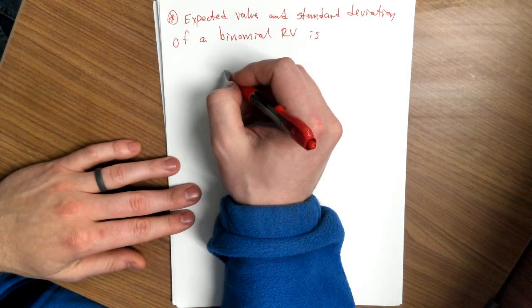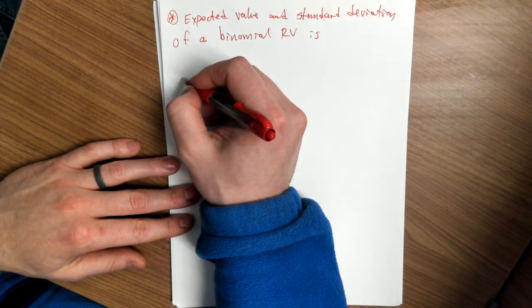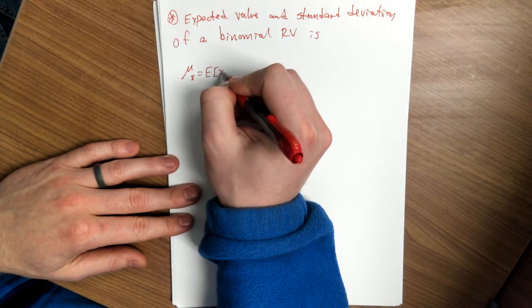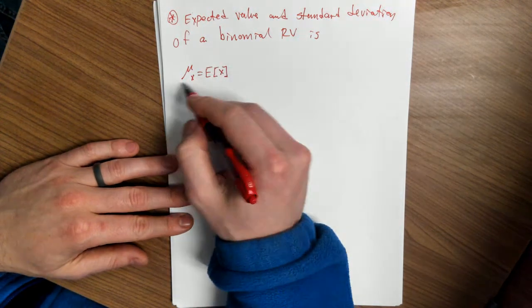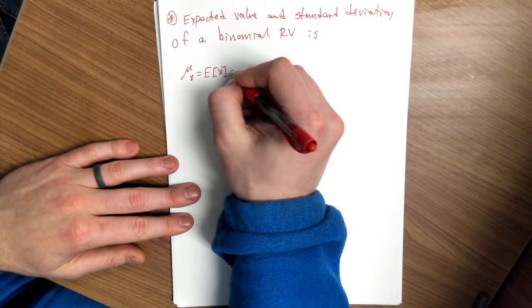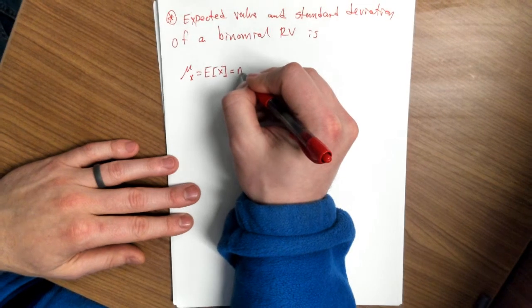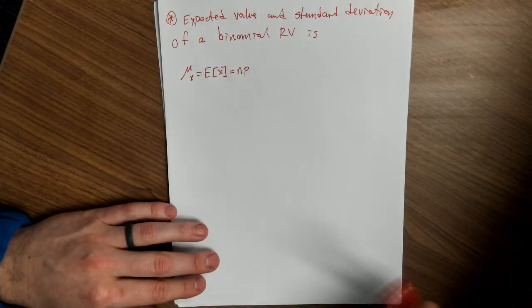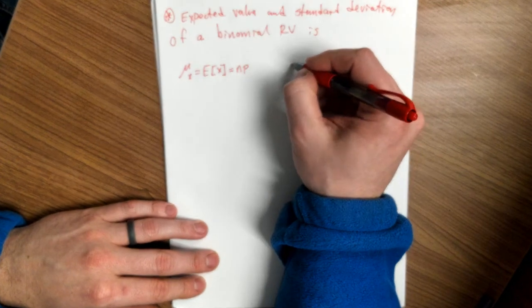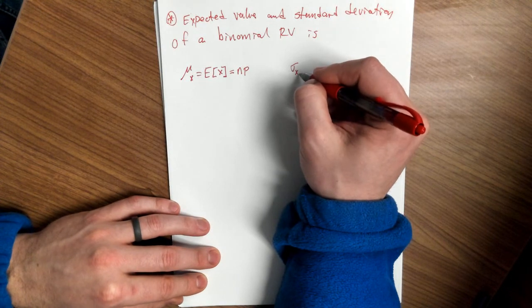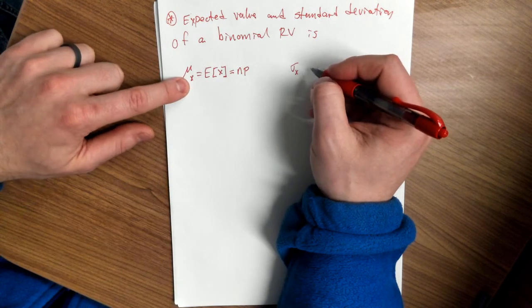Alright, so you'll see this written mu sub x, which is the same thing as the expected value of x. So here is the expected value, which is equal to, and this is pretty simple, n, the total number of trials, times p. That is the expected outcome of our binomial random variable. And then we have the standard deviation, which is sigma sub x, representing the standard deviation of the random variable x. Just like here, this is saying the mean of the random variable x.